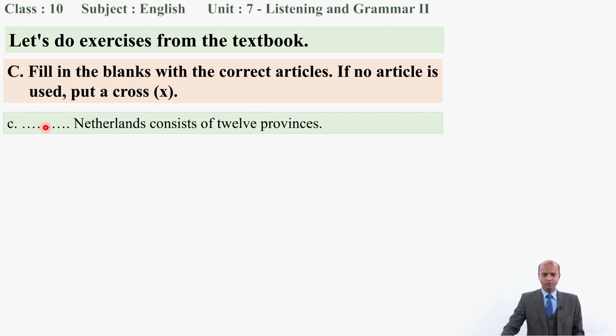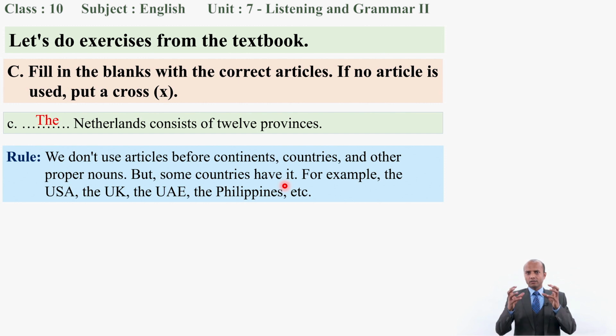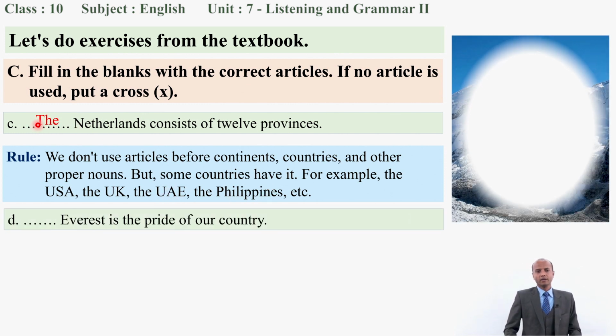Next sentence. See, ... Netherlands consists of 12 provinces. How many provinces? 12. So, do you think an article is used before the name of a country? Very good. You don't think like that. But there are certain countries which need articles. So, "the" should be there. Why? Because they are a combination of different parts, or let's say states. That's why there are some countries which need the definite article "the". For example, the USA, the UK, the UAE, the Philippines, etc. The Netherlands.